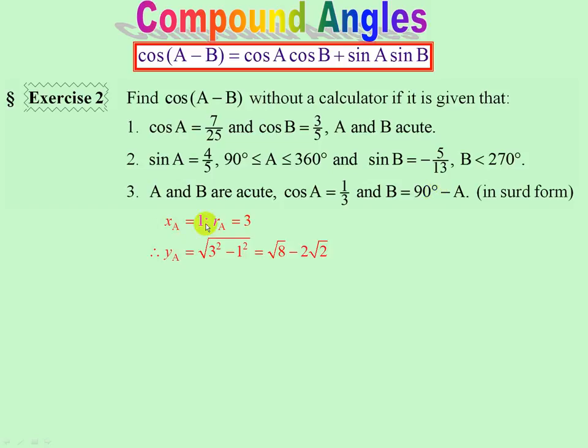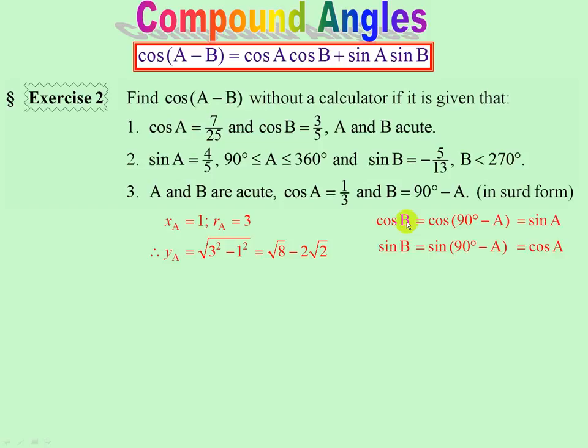XA is 1, RA is 3, cos A, x over r, 1 over 3. Ya, square root of 3 squared minus 1 squared, which is square root of 8. So that should be an equal sign. Equals 2 root 2.